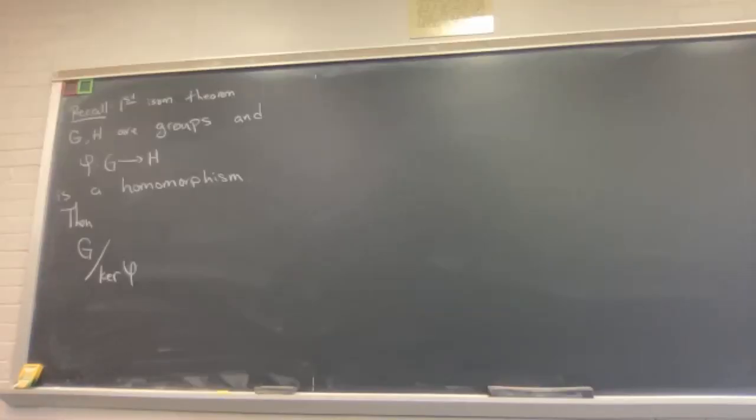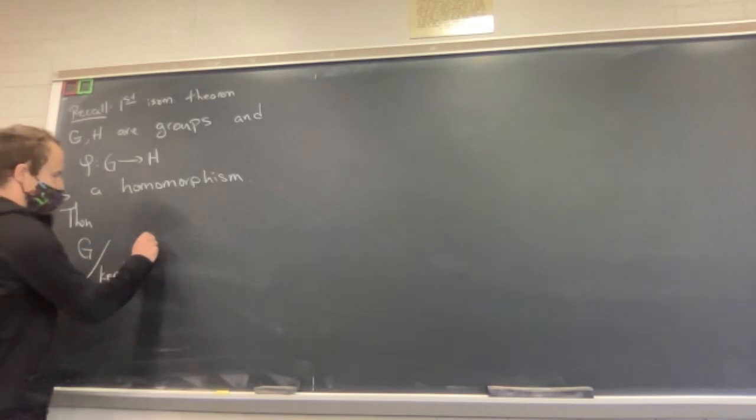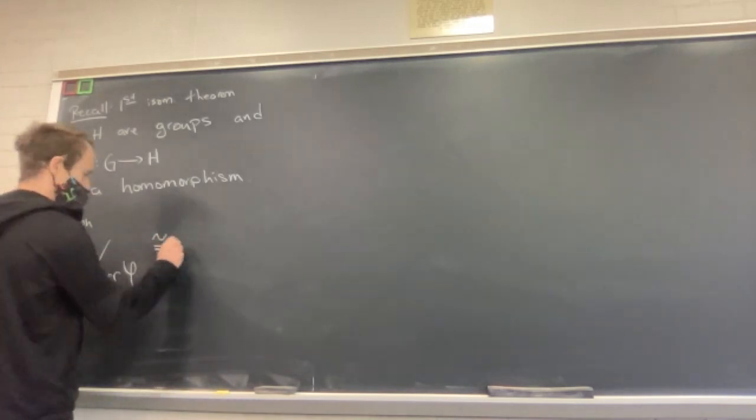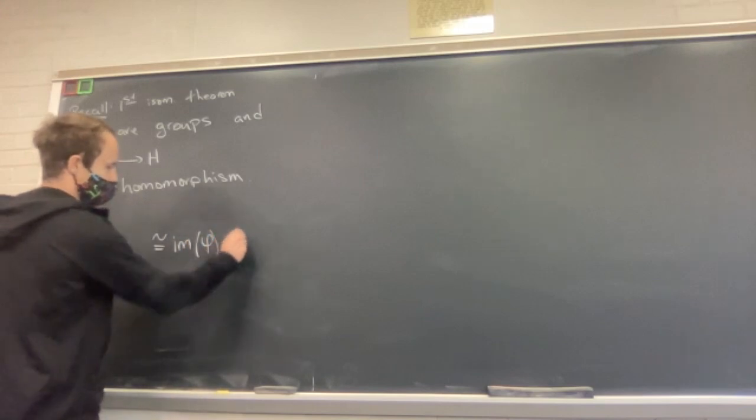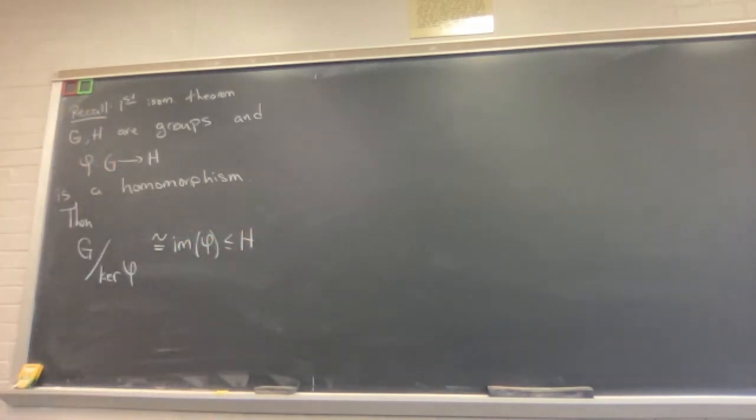So like I said last time, we showed that the kernel of phi was normal. And anytime you show that you've got a normal subgroup, the next thing that you should do is start thinking about what the quotient group is. Well, what's the quotient group? It's isomorphic to the image of phi, and the image of phi is a subgroup of H. So this is the nice, important, powerful first isomorphism theorem that gives you a lot of leeway to find nice isomorphisms between groups.